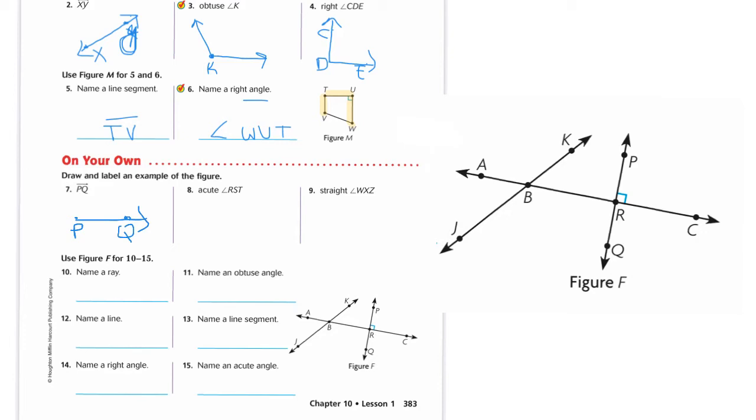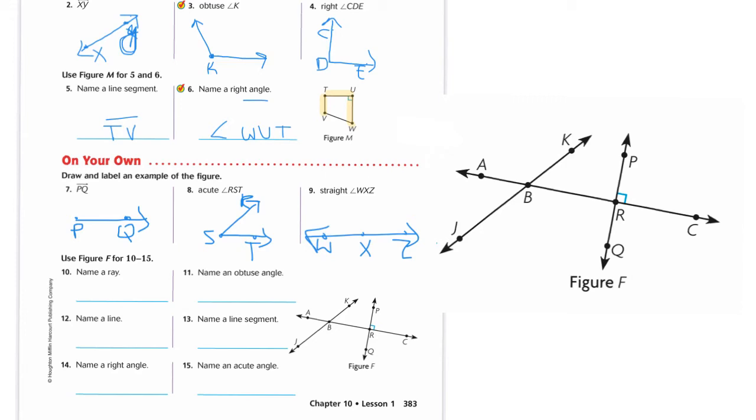So I just need this angle to be less than 90. So it's going to just look like something like that. And it's going to be R, S. S is the corner, the vertex where the two rays come together. And T. And then my straight angle means a straight line of W, X, and Z. So I'm just going to say W, X, Z. So a straight angle is a straight line.